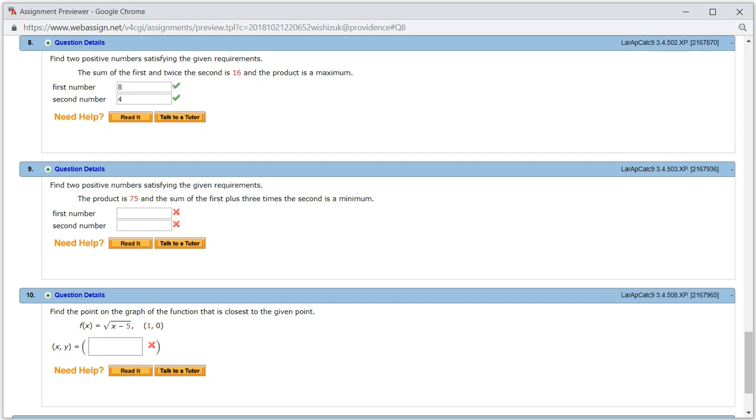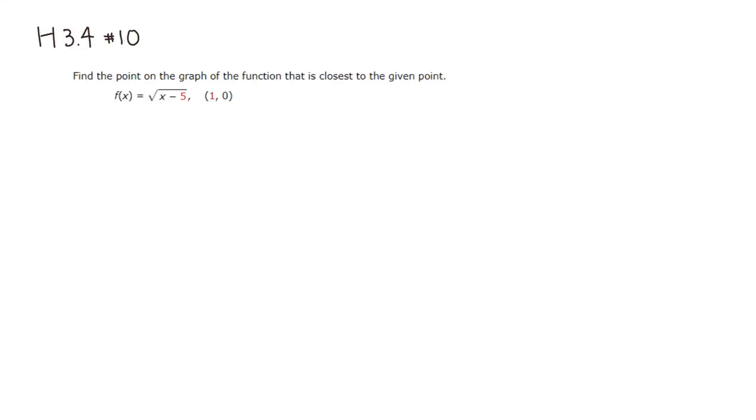All right, let's look at homework 3.4, problem number 10. We want to find the point on the graph of this function closest to the point (1, 0). So let's do that. Let's call the point x comma y. Actually, we can be a little bit more specific.